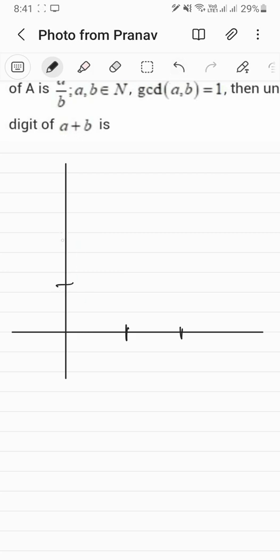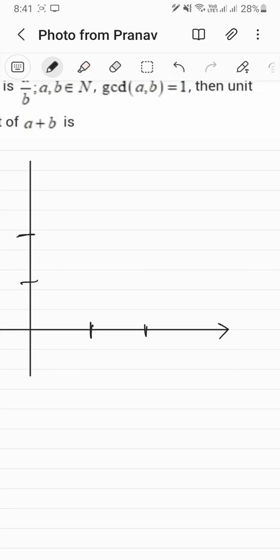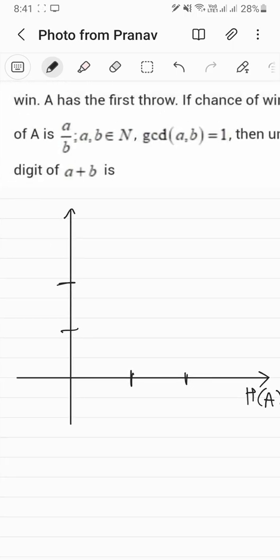So what am I doing here? This axis represents the number of heads of A, the number of heads that A would have gained till now, and this represents the number of heads of B, right? And for each point we will assign a probability of being there. I know it sounds complicated, but once I start drawing it out you will understand what's happening. First of all, you just start off at 0 comma 0. There are no heads for A and no heads for B.